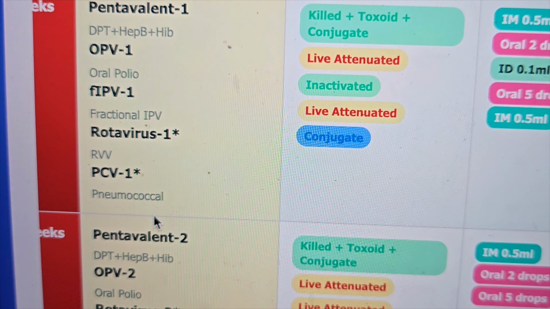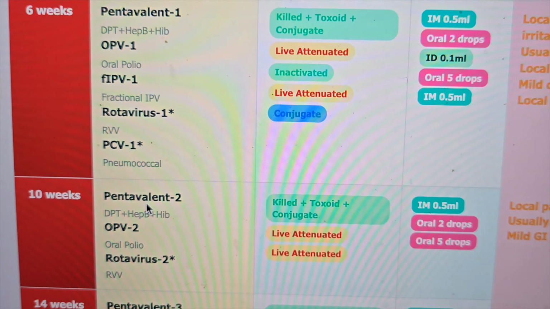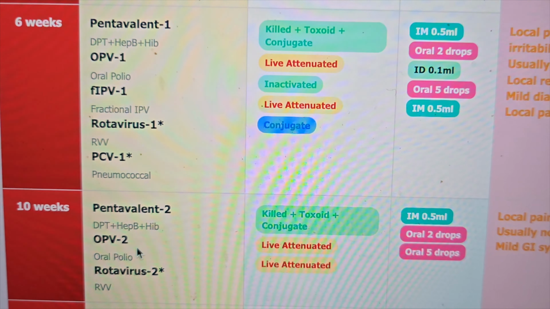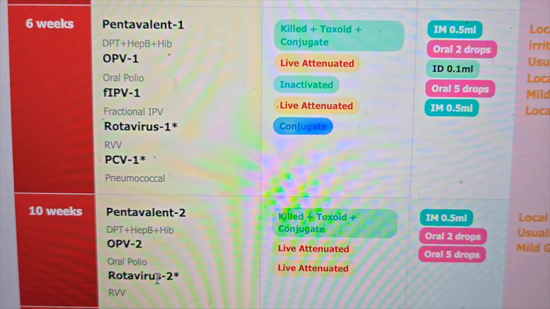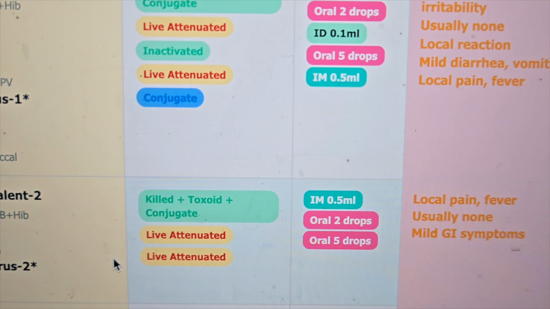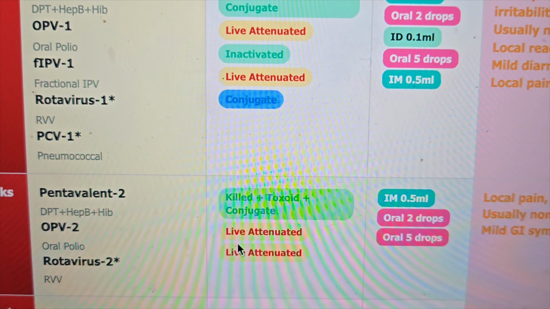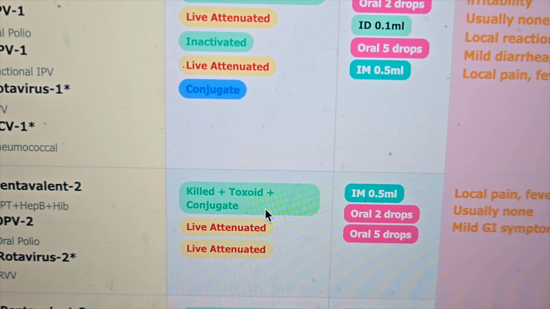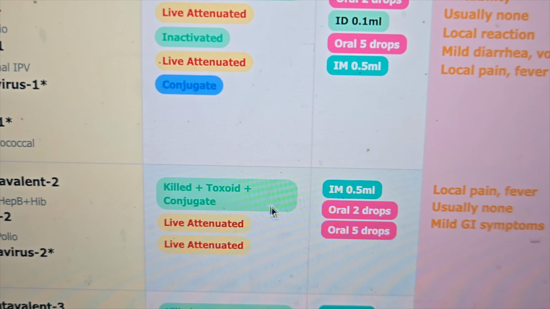Now, coming to the next one, 10 weeks: pentavalent 2 we are giving, OPV 2 we are giving, rotavirus 2 we are giving. Similarly, as you know, OPV is live attenuated, rotavirus 2 is live attenuated, and pentavalent is a killed, toxoid and conjugated vaccine.